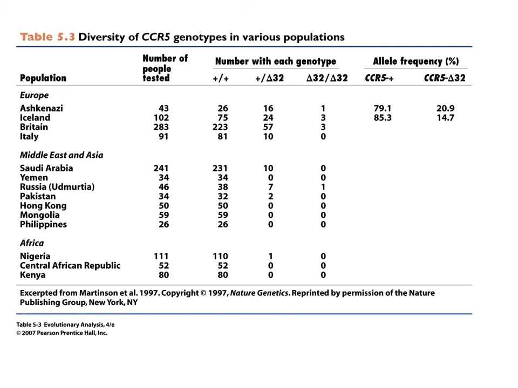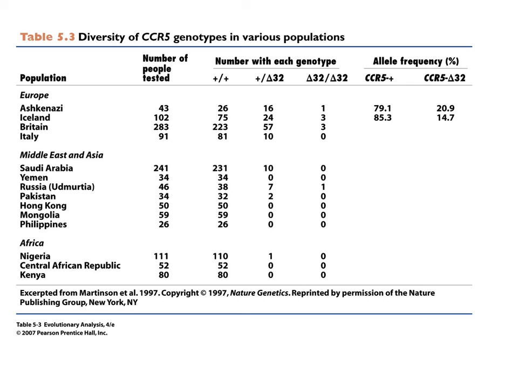You can do the same thing with the delta 32. In the delta 32 population, you would have 16 individuals that have just one copy of that delta 32, so you have 16 of those alleles, plus you have one individual that has two delta 32 alleles. You add those two alleles to the 16 and get 18, divide by 86, and you will get just over 20%. And so those are your two allele frequencies. You have your wild type at just under 80%, and your delta 32 just over 20%.